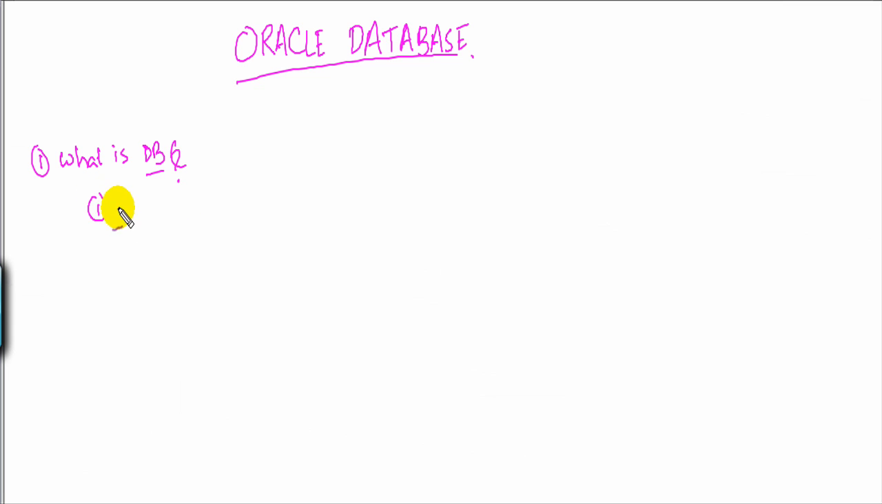One is relational, another is hierarchy. Excuse me if the spelling is wrong. And then there is something called, I think, network database. So relational and hierarchy are the main types.